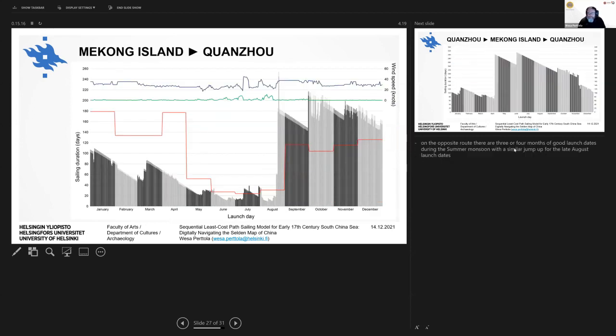On the opposite route, there are 3 or 4 months of good launch dates during the summer monsoon, with a similar jump for the late August launch dates.